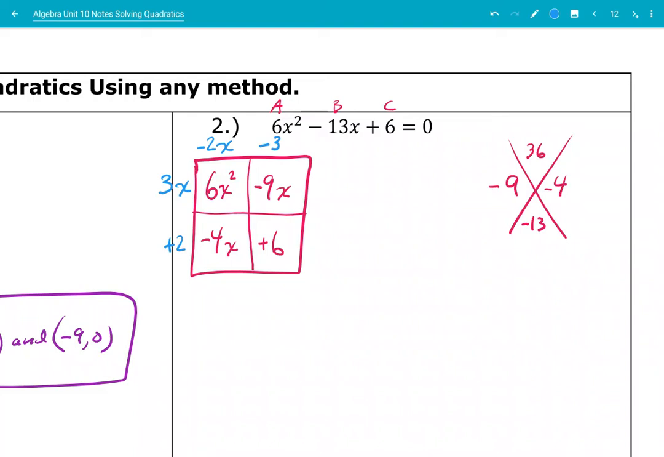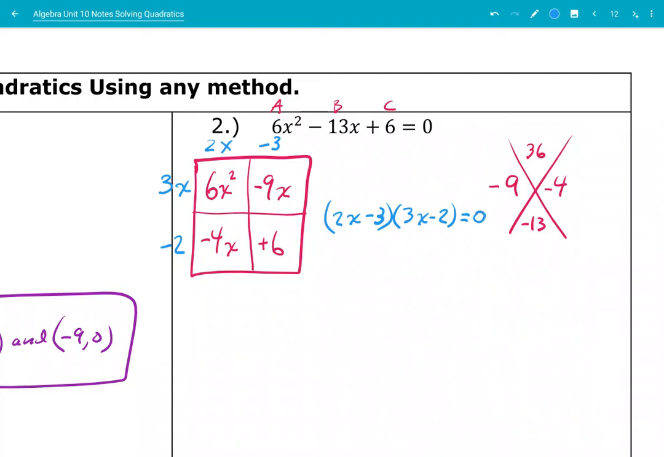Is that working? No, we need to... Oh, I see my mistake. That is a 2, but this needs to be a negative. There we go. A negative 2 times a negative 3 gives me a positive 6. So here's my factors. 2x minus 3 and 3x minus 2.